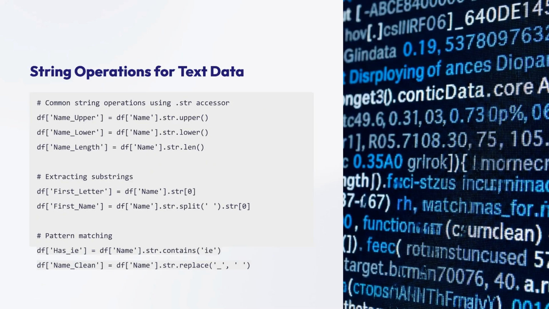For text data, Pandas provides the ".str" accessor for common string operations like converting case, calculating length, splitting strings, or performing pattern matching using "contains" or "replace".